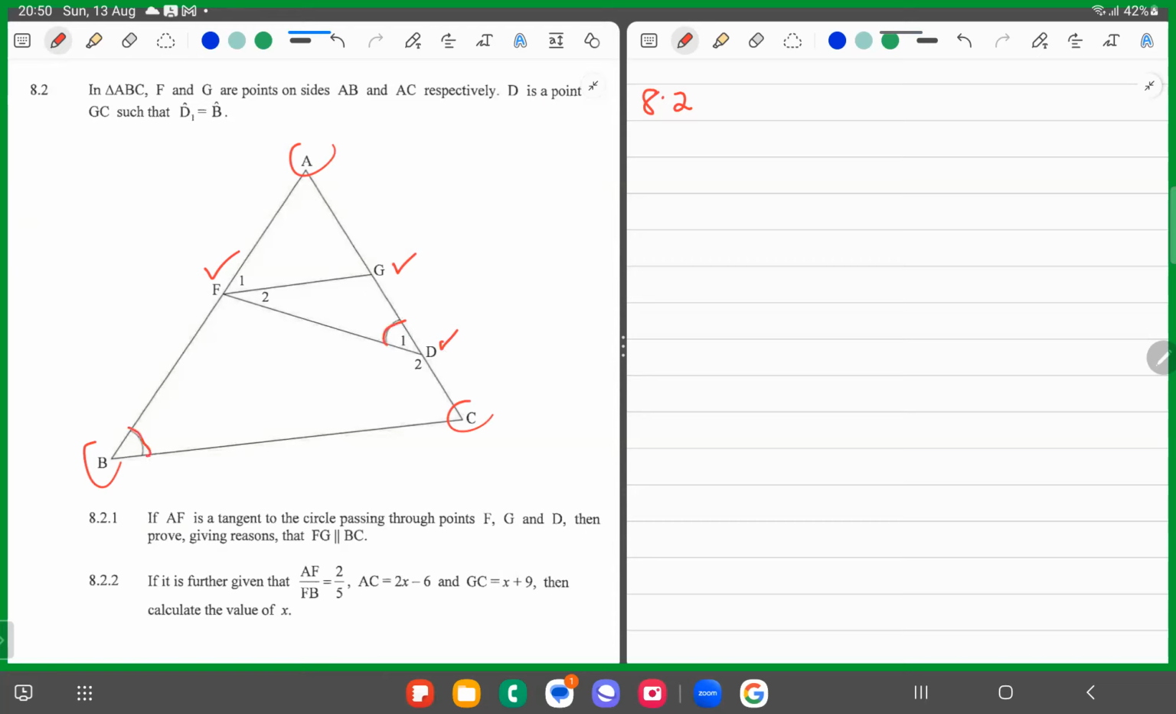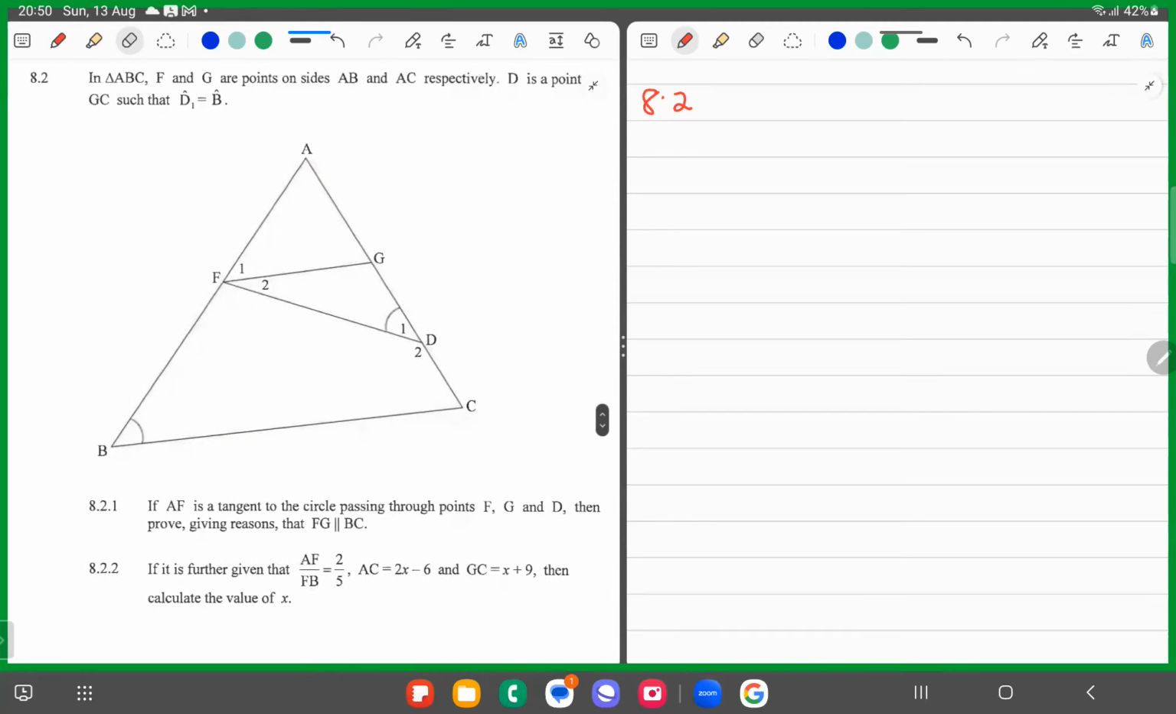Angle D1 equals B. They've been marked that way. So, good. We continue.